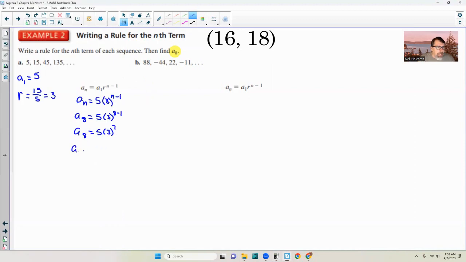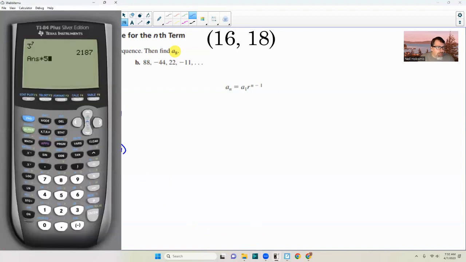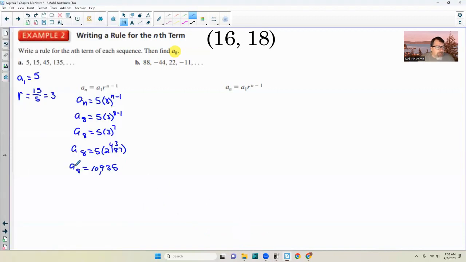Okay, so a sub 8 equals 5 times 2,187. 5 times 7 is 35, carry the 3, 40 plus 3 is 43, carry a 4, 5 times 1 is 5, plus 4 is 9, 5 times 2 is 10, 10,935, or I could have just done this on the calculator and gotten the same amount. So the 8th term is 10,935. Okay, my rule was right here. So here's the rule, here's the a sub 8. That's all you do.